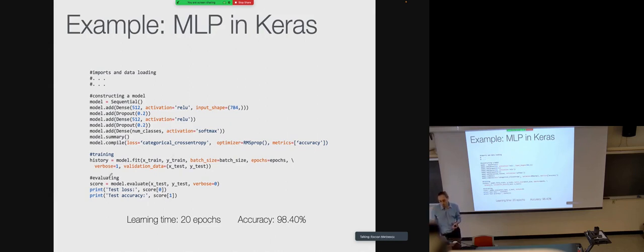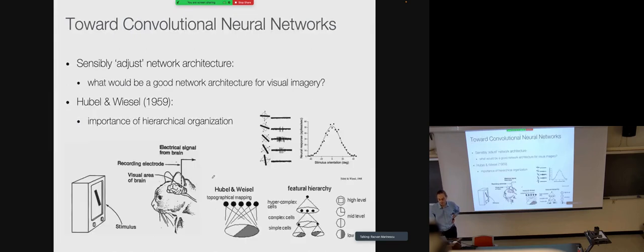And then you just fit the model, and you compute the test loss and accuracy. So you get something like 98% after 20 epochs.